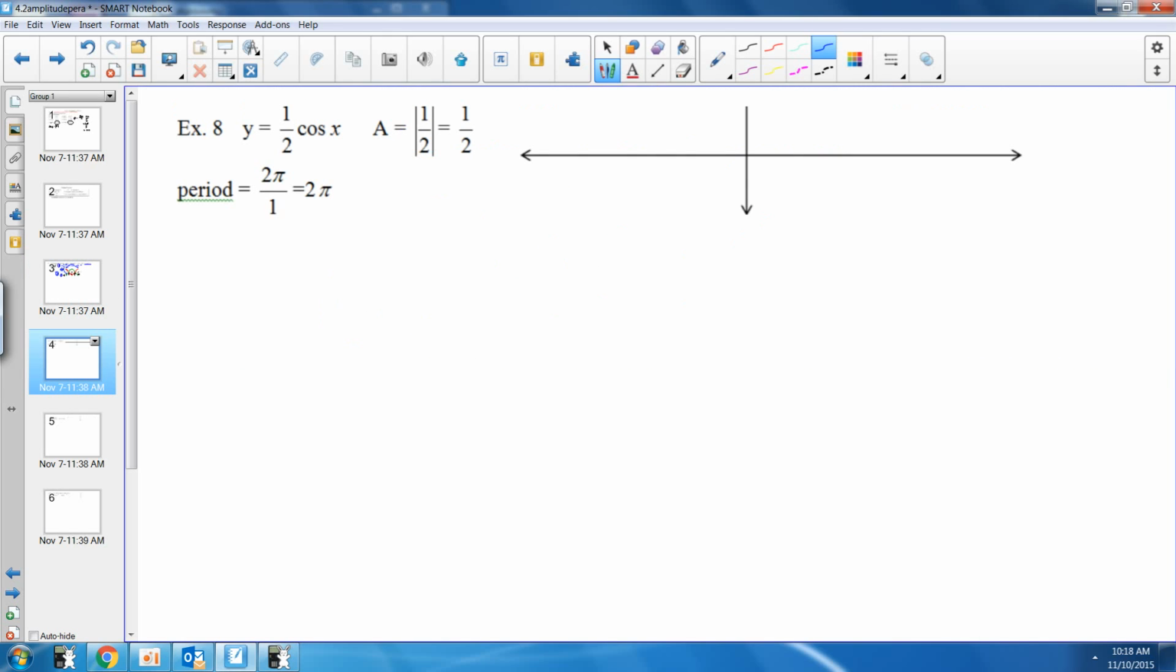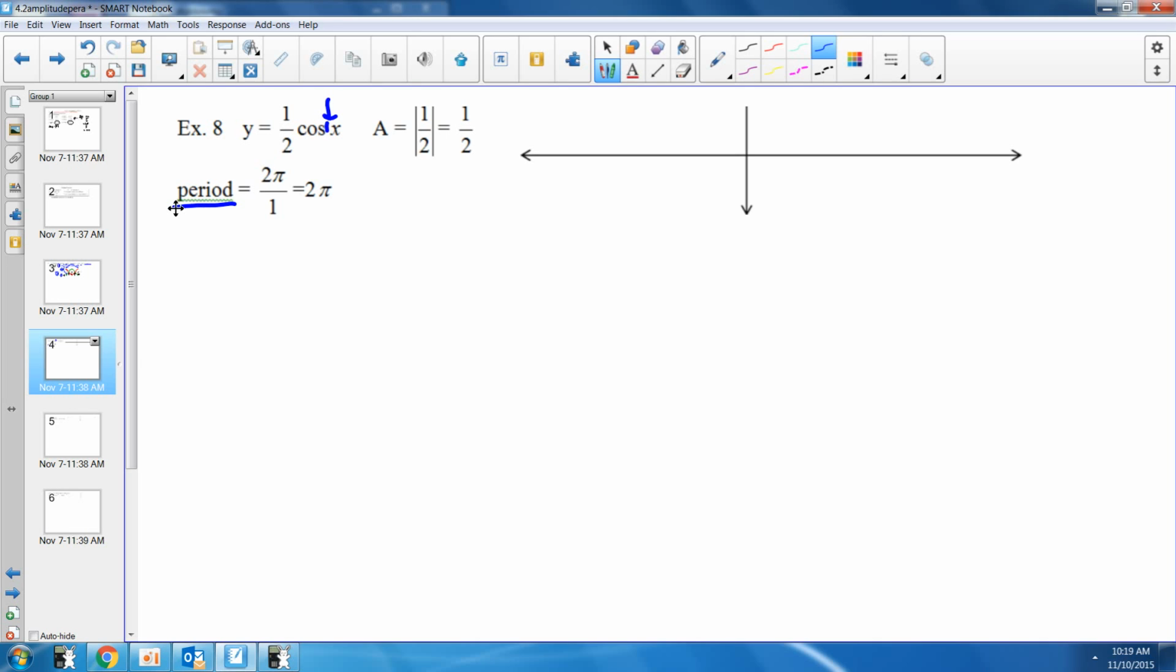Let's go to this graph, y equals 1/2 cosine x. Well, often what I will do is try to find out what my period is, 2 pi divided by this b here, and the b is really equal to 1. There's a hidden 1 there. And then the second part is, what's the amplitude? The amplitude is the absolute value of a, which is 1/2.